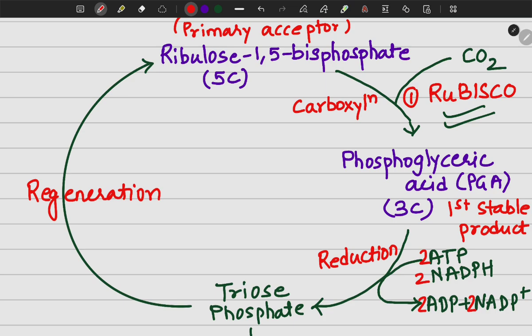So what is being regenerated? The ribulose 1,5-bisphosphate or RUBP, which is the primary acceptor of CO2, is now regenerated, so that this cycle can keep going on, so that the cycle can continue, right? And for this regeneration, one molecule of ATP is again utilized here. ATP will break down into ADP plus phosphate. So this completes the C3 cycle or the Calvin cycle.